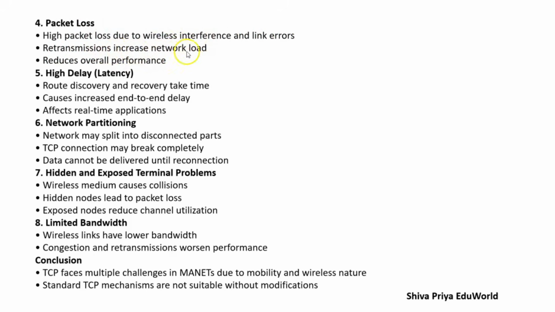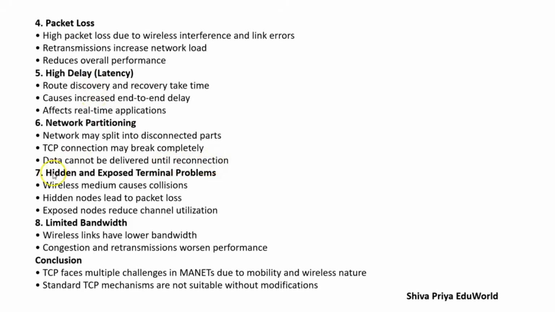Again and again sending increases the network load and it reduces the overall performance as well. And high delay, that is latency. Route discovery and recovery take more time, which causes the increased end-to-end delay. It affects real-time applications as well. Network partitioning. The network may split into disconnected parts and the TCP connection may break completely. Data cannot be delivered until the reconnection.